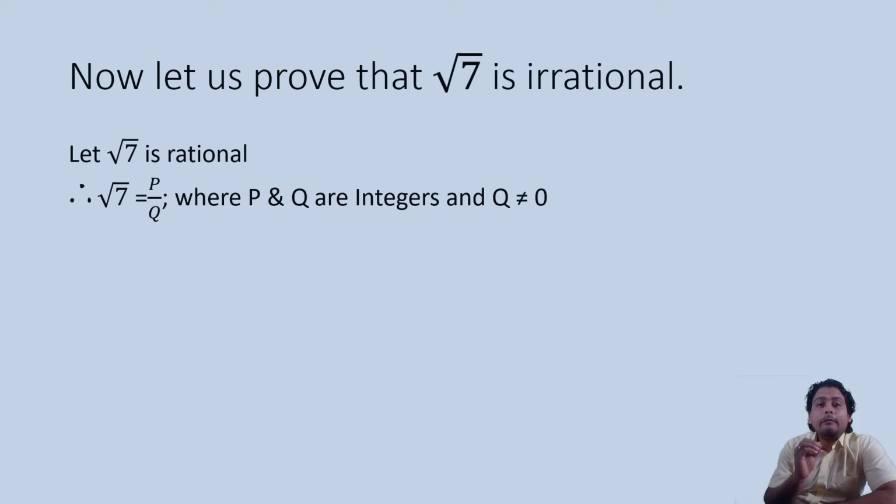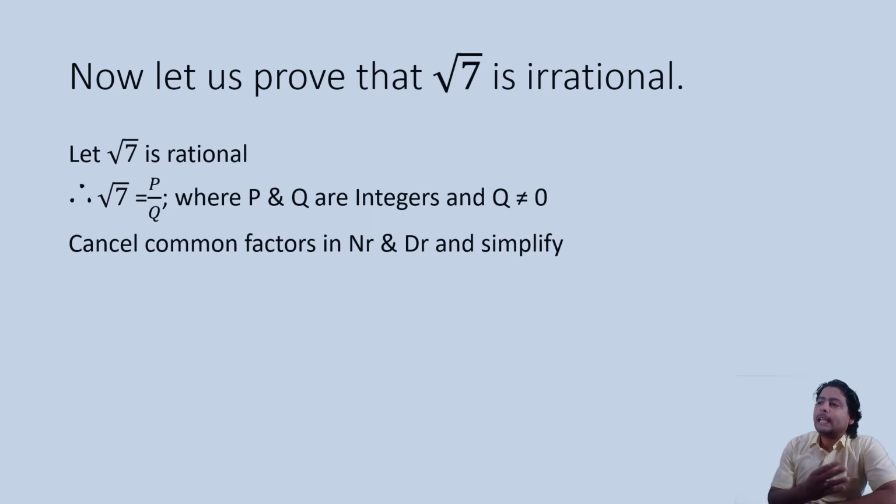Those who are aware of how to express a rational number are already comfortable with this concept, that is why I have written that p and q should be integers and why q should not be equal to 0. Those who are not aware, I tell you once again, go and see that video on number system and then watch this proof. Otherwise you won't understand a lot of things. Now what will be the next step? Here p and q may have so many common factors. So our next step is to cancel out the common factors in numerator and denominator and simplify this fraction p by q.